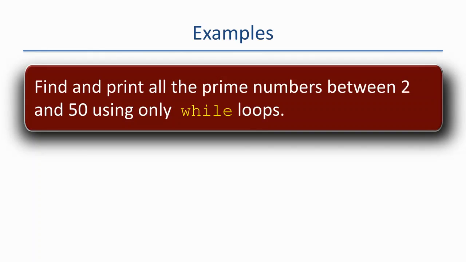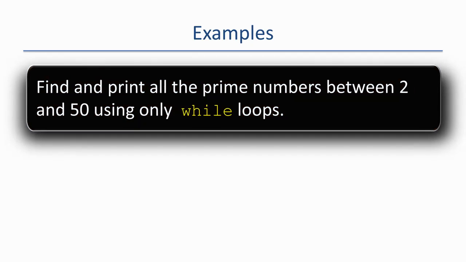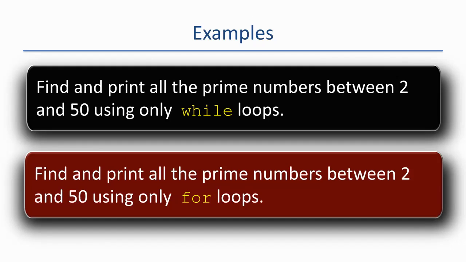Here's an example of using nested loops. Let's consider a problem. Find and print all the prime numbers between 2 and 50 using only while loops. And the second example is the problem when you want to find and print all the prime numbers between 2 and 50 using only for loops.